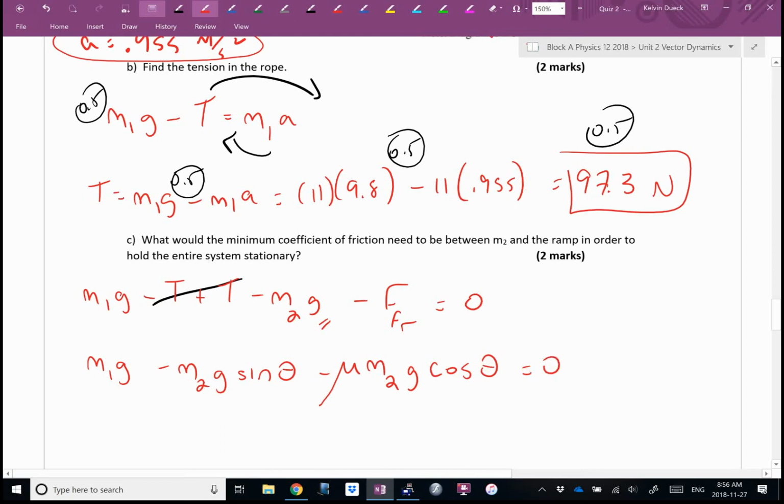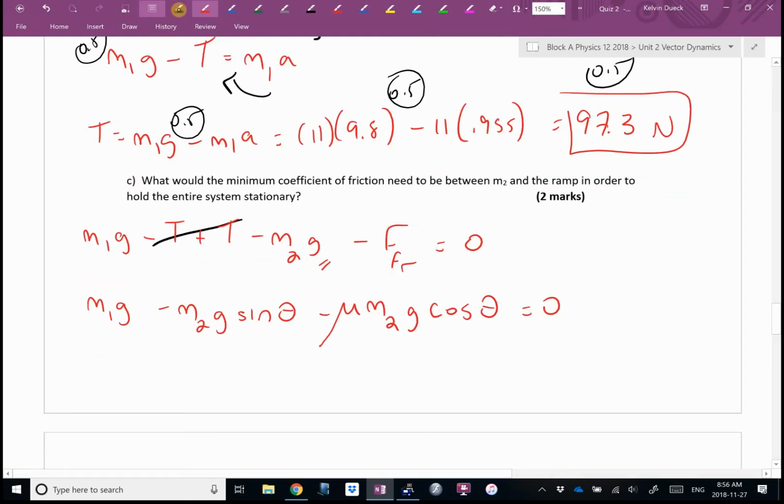So now I'm going to get the mu by itself. I think what I would do, my own math nerdiness, I hate negatives in front of the thing that I'm trying to find. So I would plus this whole mess to that side and then divide by M2G cos. I don't know if I'm going to be able to fit all that in. So I think I'm going to end up just saying mu equals M1G minus M2G sine theta.